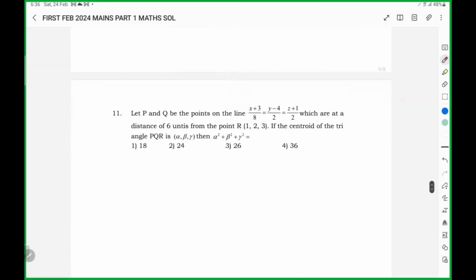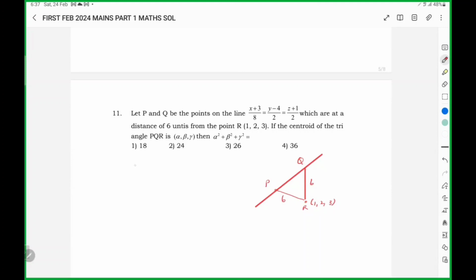Here, P and Q be the points on the line which are at a distance 6 units from the point R (1, 2, 3). Here you have a straight line. Here is a point (1, 2, 3). Here you have 2 points on it, P and Q, which are at 6 units distance.